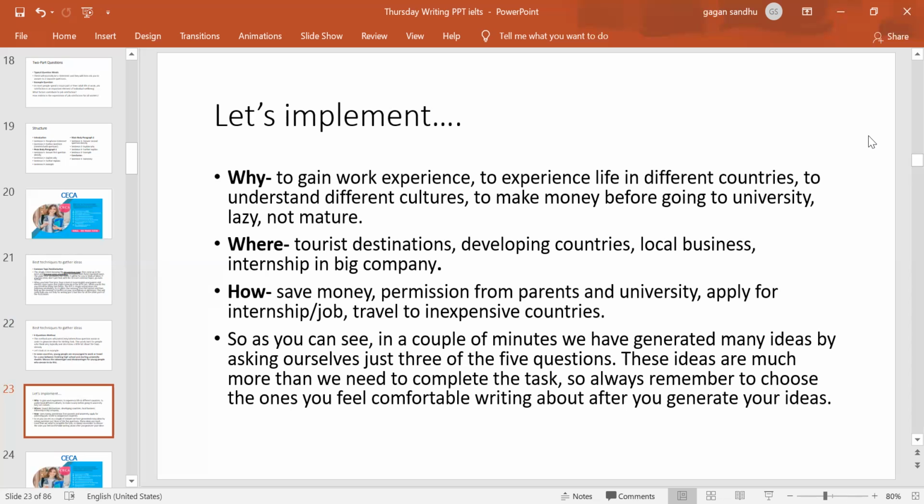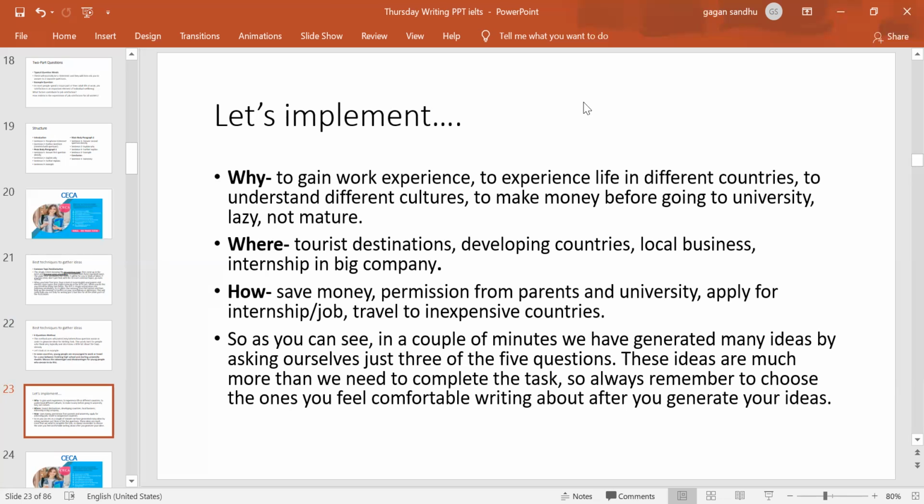Permission from parents, yes, definitely. Sometimes you even need money from parents, and if they're not willing to send you for travel or for a job, you need that permission as well. Then apply for internships and jobs. If you're after a big company internship, you have to apply first. That's the particular process: you apply for that internship, apply for that job. If you get it, only then can you gain that experience of internship, right?